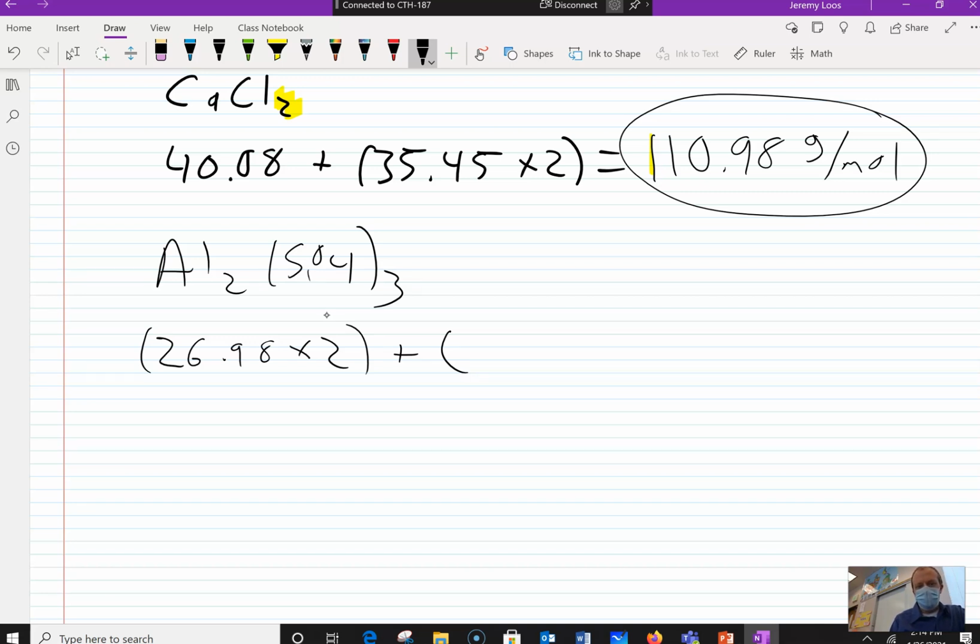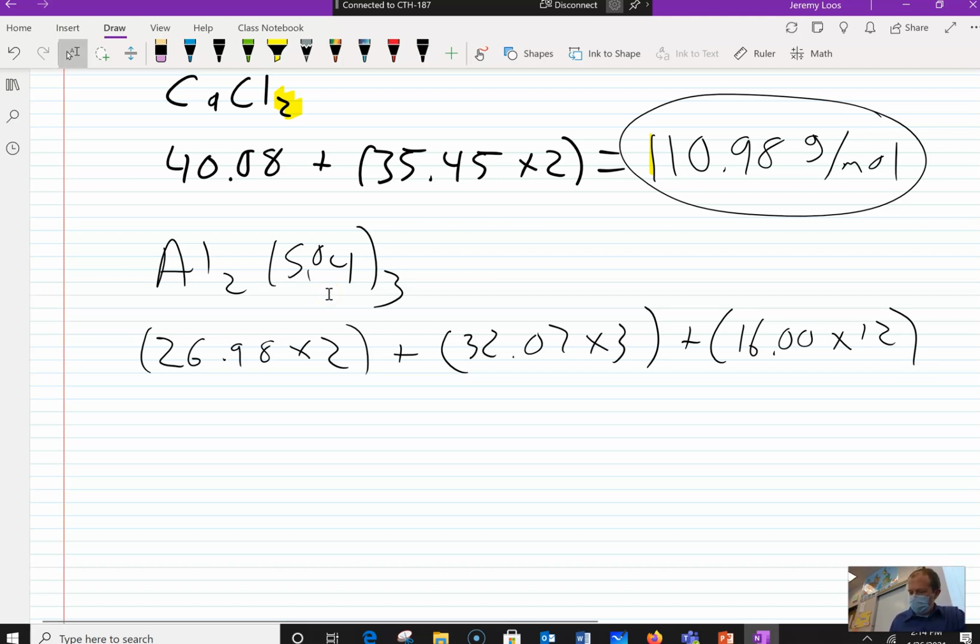3 times 1 is 3. 3 times 4 is 12. So I'd add in the mass of 3 sulfurs. So sulfur is 32.07, times 3, plus oxygen's mass. Now, oxygen, you can call it 16 or you could call it 15.99. It's not going to make a huge difference. But for this one, we should get somewhere in the neighborhood of 342.17.